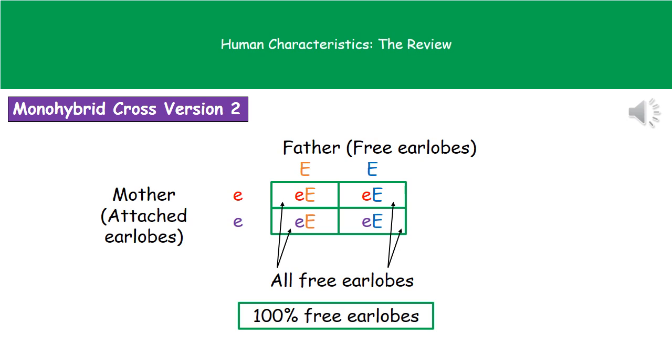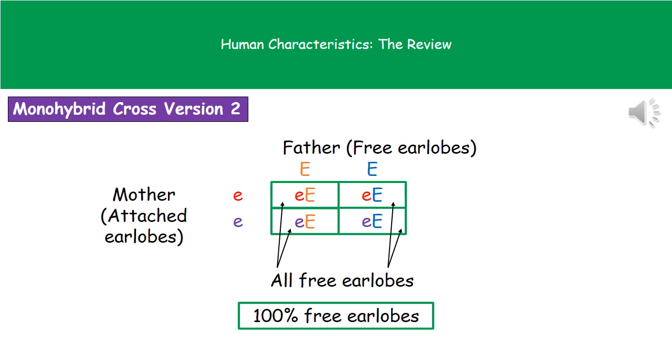The second version of our monohybrid cross I find is probably the easier of the two to do. So what we're going to do here is we draw our little Punnett square in the middle, and then we set it out the same way. So mother on the left hand side, attached earlobes, and we write down her 2 gametes next to it, both lowercase e's because the question tells us it's recessive. The father has free earlobes, and again in the question it will tell you that he has the 2 dominant characteristics there, so that's 2 capital E's. And then we just fill it in.